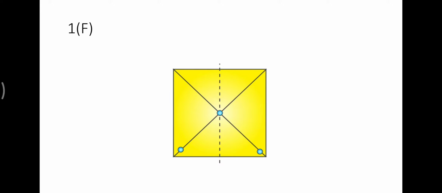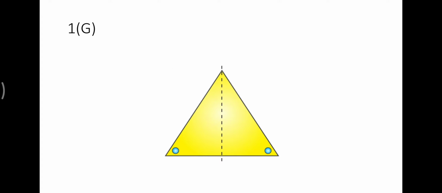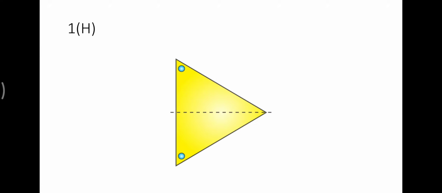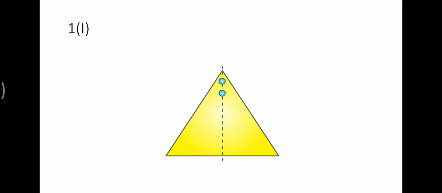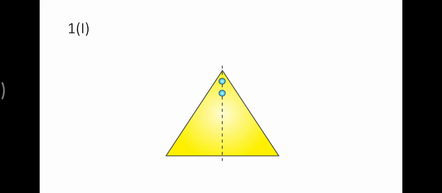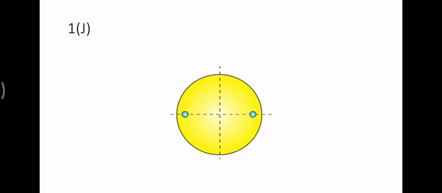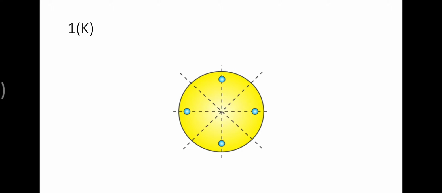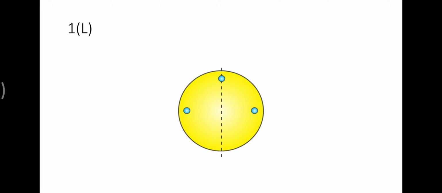In F only one line can be drawn, which is vertical, so that the figure is divisible into two parts. In G you can draw only one line, which is vertical, and the figure is divided into two parts. In H you can draw a horizontal line so the figure will be divided into two parts. In I you can draw a vertical line. In J both lines can be drawn, vertical and horizontal. This figure has two lines of symmetry. In K figure you can draw four lines of symmetry: one horizontal, one vertical and two which are making a cross to each other. In L only one line you can draw.